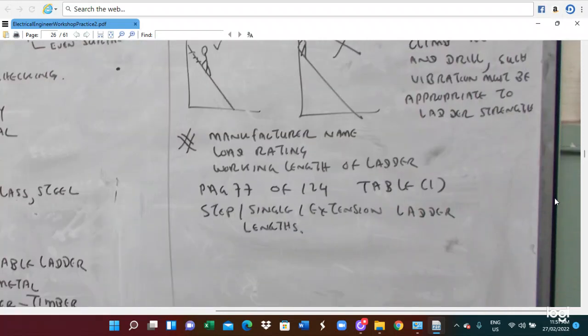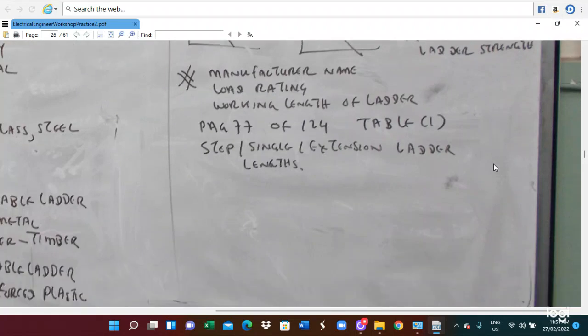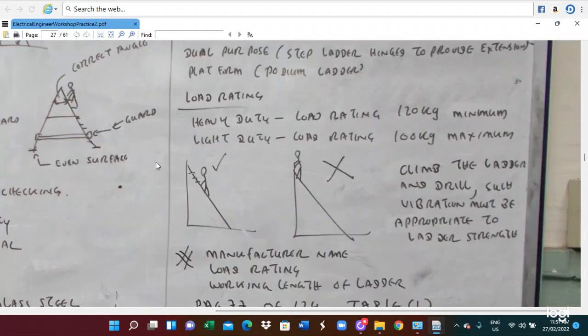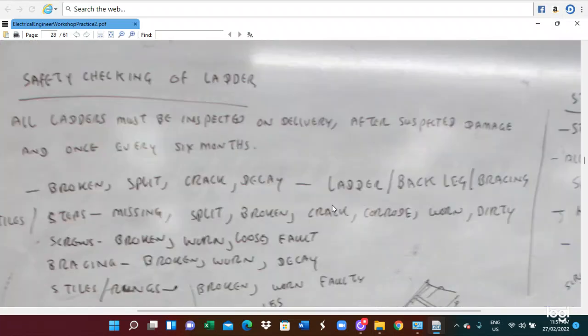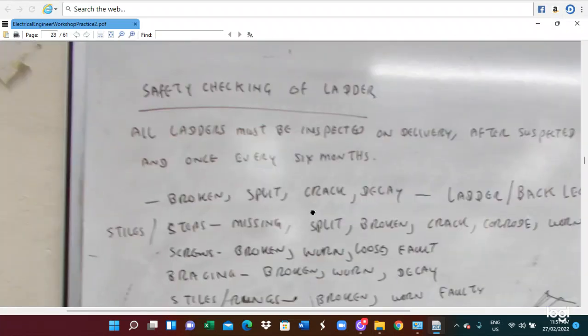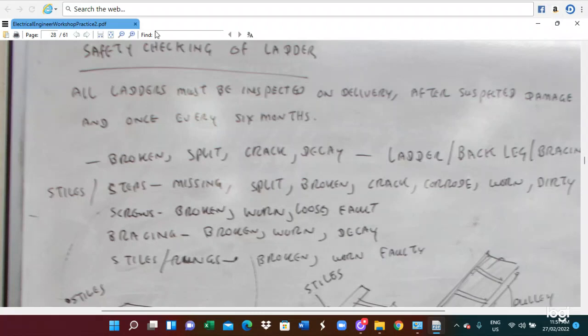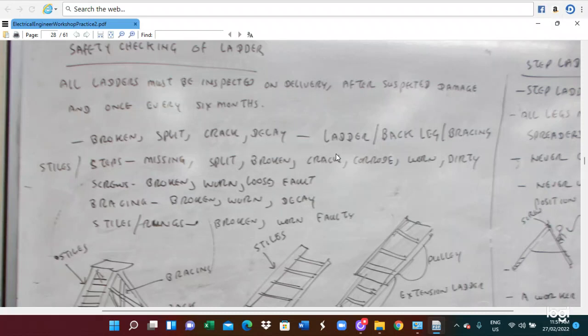When you are using the ladder, the manufacturer name is important, the load rating is also important, and the working length of the ladder is an important aspect. Those things have to be marked. So these are the important information about the ladder. Before you use the ladder, you need to check ladder safety. All ladders must be inspected on delivery, after suspected damage, and once every 6 months.